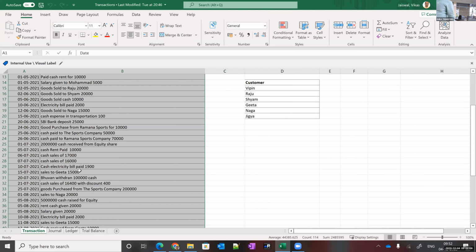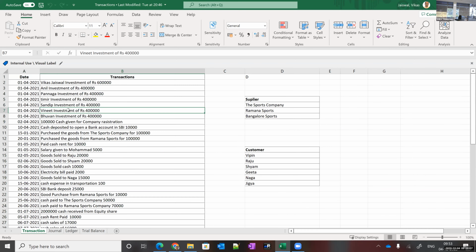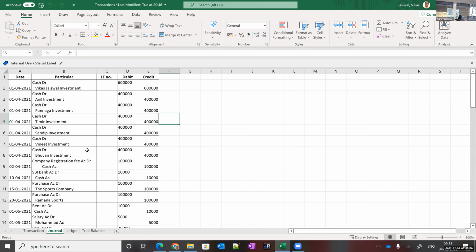So first year, first May. Before that, anything is there? Can you scroll up? Okay, 1st April, Vikash Jaiswal, investment of rupees 6 lakhs. So what's the entry for this? Bank account debit to share capital account.